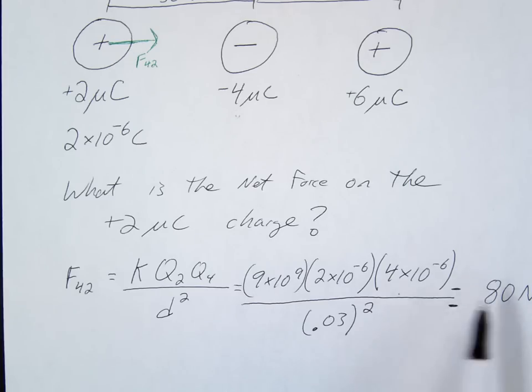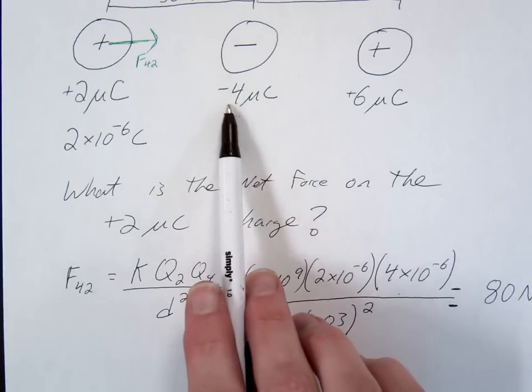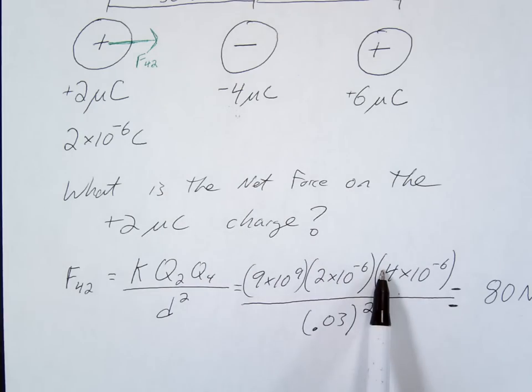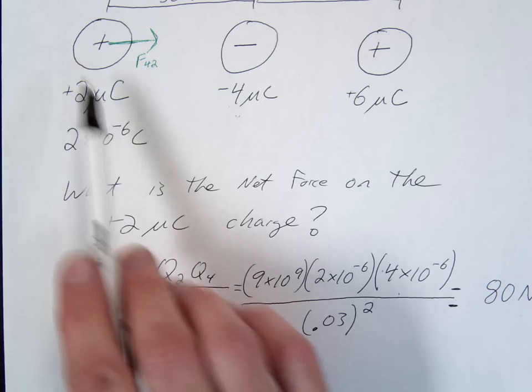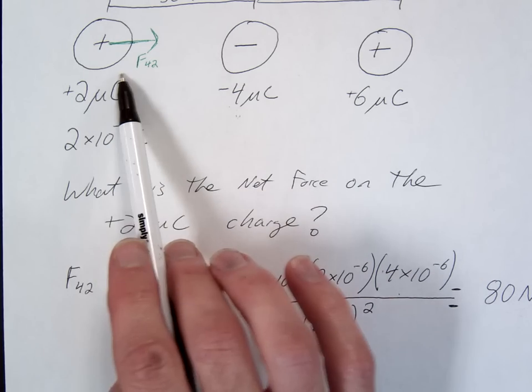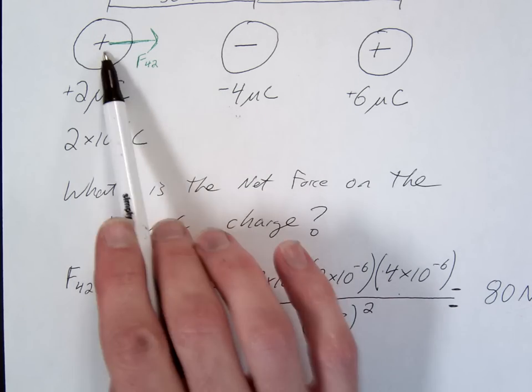Now notice here, let's go back to why we plug in positives. If I would have plugged in a negative here, what would my answer be? Negative 80. And usually when we say negative force, what direction are we talking about? To the left, right? To the west. However, when you look at this picture, what direction is the force? To the right, because it's being attracted.